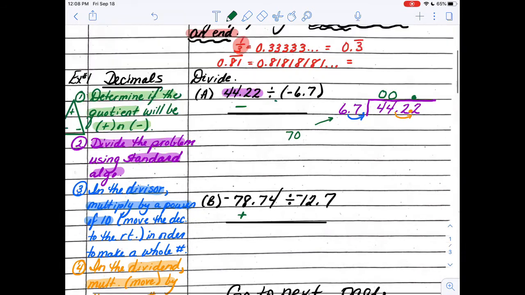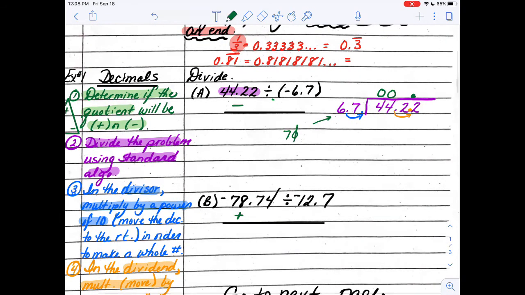Now, if I forget the number outside and forget the last number inside, I can estimate and say, about how many times can 7 go into 44? Well, 7 times 6 is 42, and that's about as close as I can get. So I know by using estimation that 70 can go in about 6 times. I think 67 should go into 442 about 6 times.